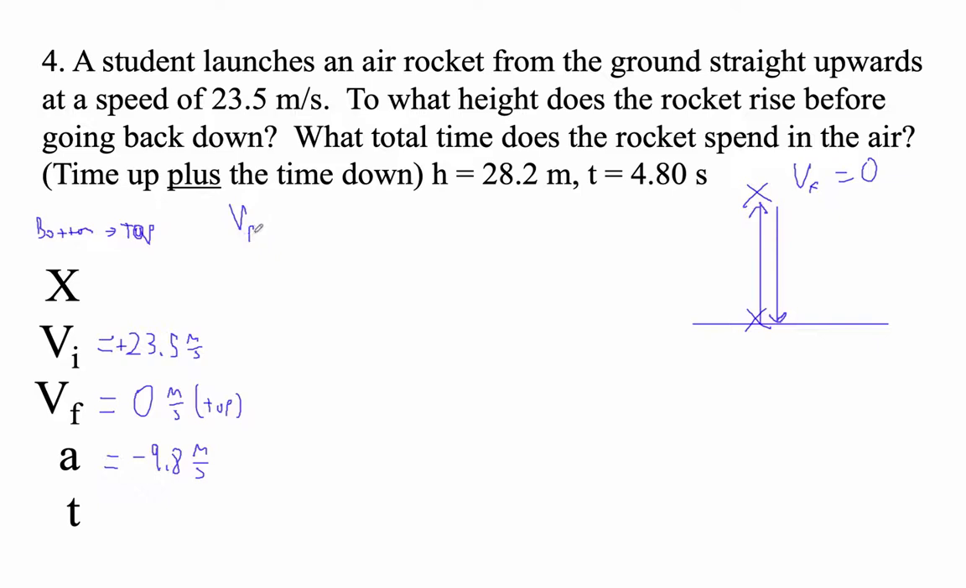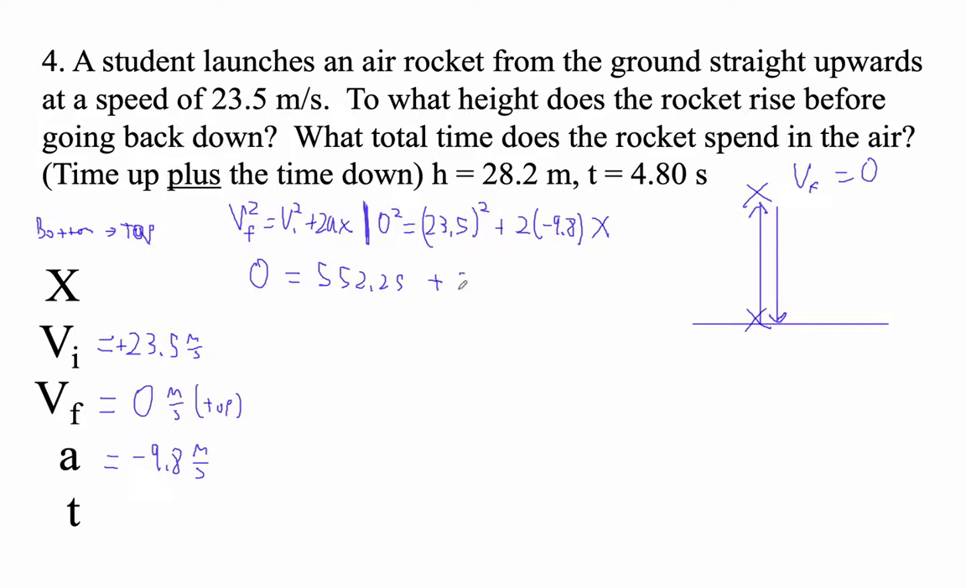So Vf squared is Vi squared plus 2ax. Plug the numbers in. Final velocity is 0. So 0 squared is 23.5 squared plus 2 times negative 9.8 times x. All right. So 23.5 squared is 552.25, so we have 0 is 552.25 plus 2 times negative 9.8 times x.